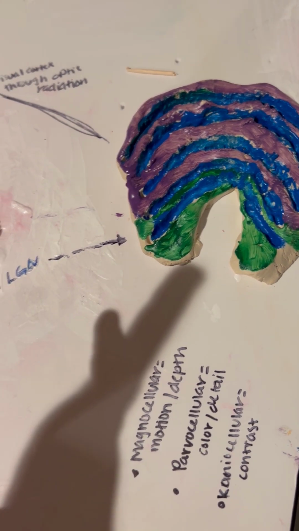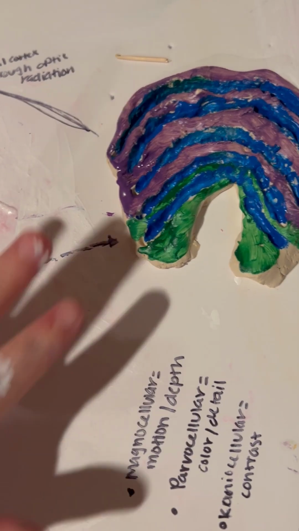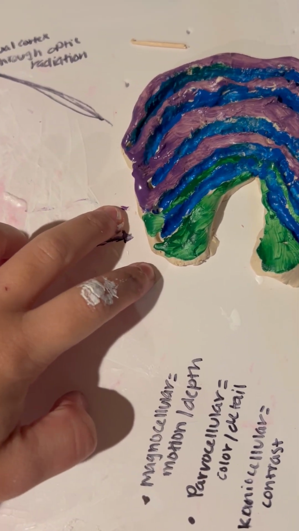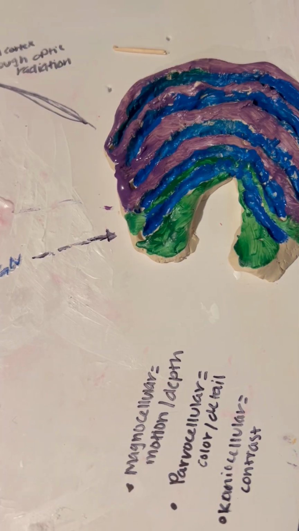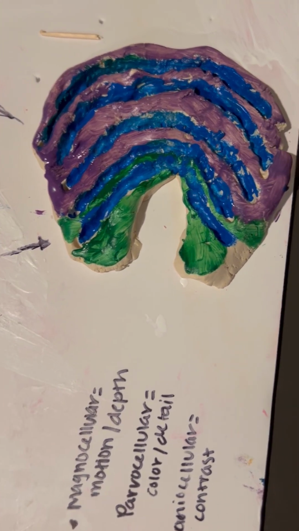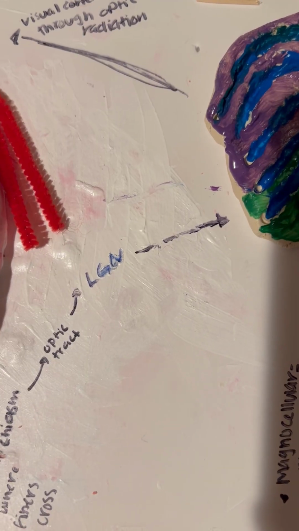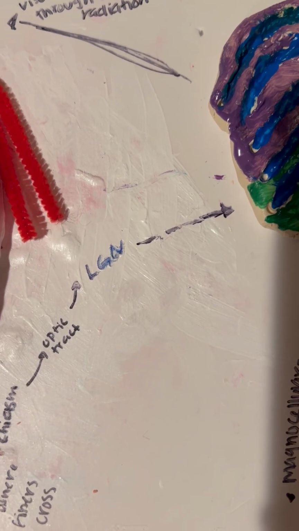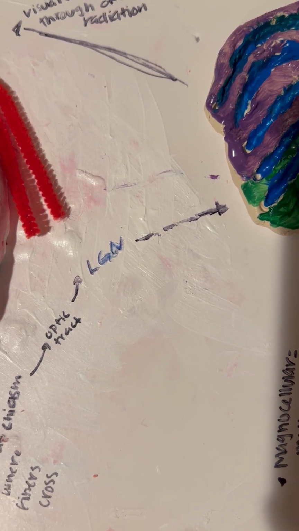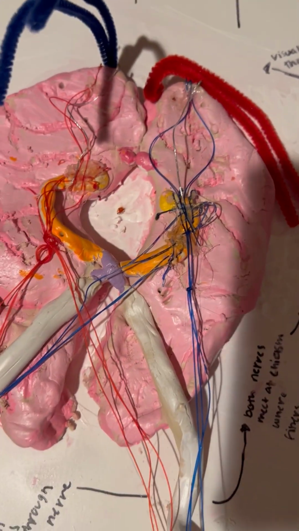And then the koniocellular layers between the colors process contrast. And then from the lateral geniculate nucleus, neurons project through the optic radiation, with the Meyer's loop in the temporal lobe carrying the upper visual field info, and the parietal pathway carrying the lower visual field info, to the primary visual cortex and the occipital lobe.